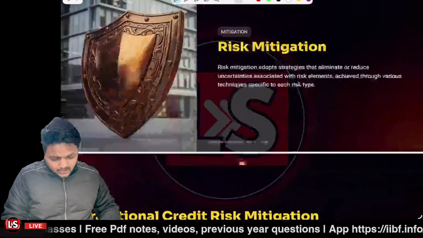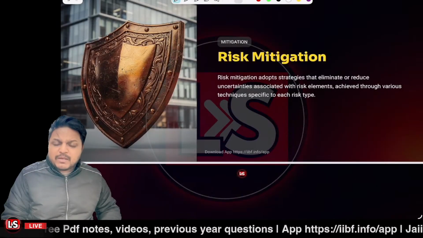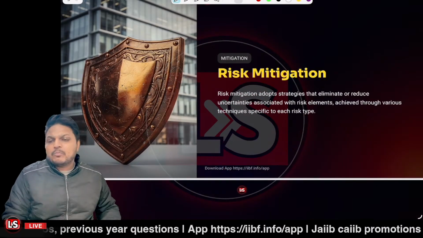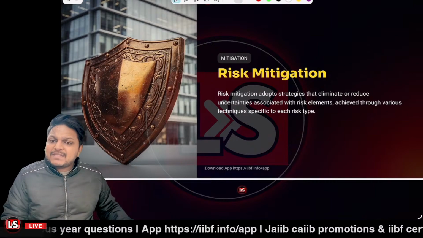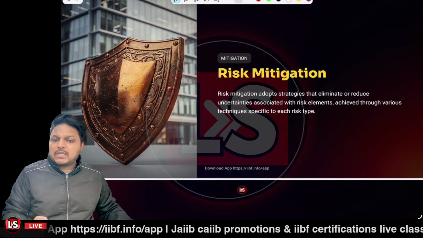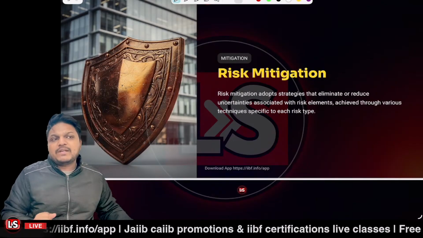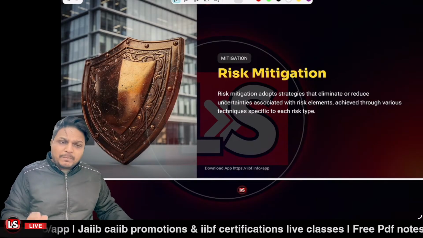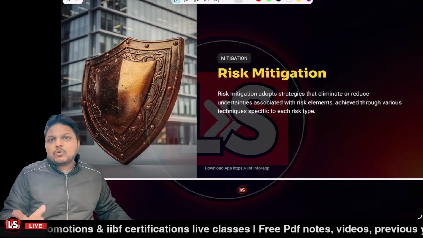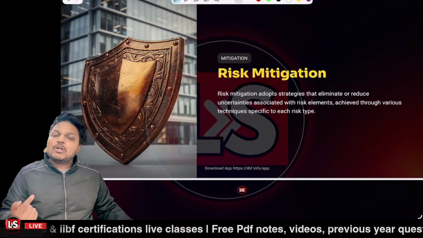It's related to risk mitigation. Now what do you mean by mitigation? The risk can never be made zero. If the risk is made zero, it means you're taking no opportunity, you're giving away the opportunity, and you can make no money out of it. So keep in mind that if you are to make money, you have to take some risk. Definitely you have to take some risk.